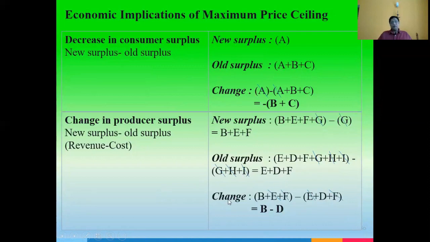Then, the change in producer surplus. This is BEF, the new surplus after maximum price. Before maximum price, it was EDF. Then you will get the final result: change in producer surplus equals plus B minus D. Producer surplus is increased by the amount of B but reduced by the amount of D.